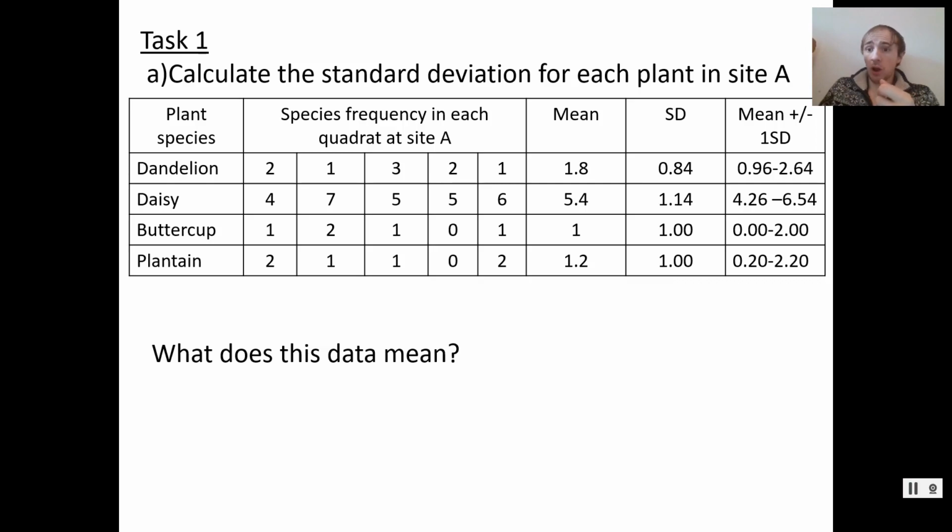And if I drew this as a graph, I would have the bars as the means. I'd have 1, then 1.2, then 1.8, and then 5.4. But I'd have the error bars showing between 0.96 and 2.64. I'd have a big error bar there. Between 0 and 2, a big error bar there. And 0.2 and 2.2, a big error bar there.